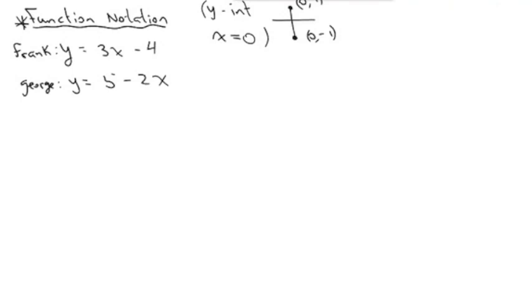Are you talking about like f of x and g of x? Yeah. F of x and g of x, yeah. So when you see f of x and g of x, it's literally Frank and George. They are names. They are definitely not variables.